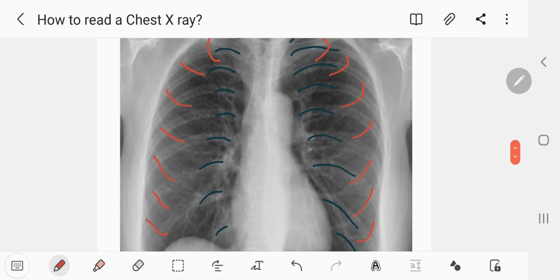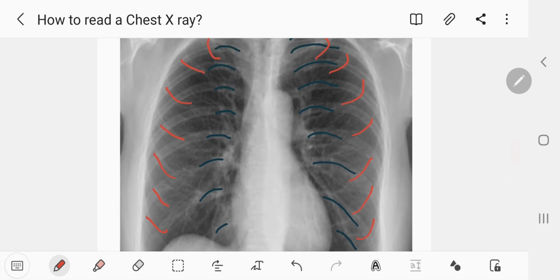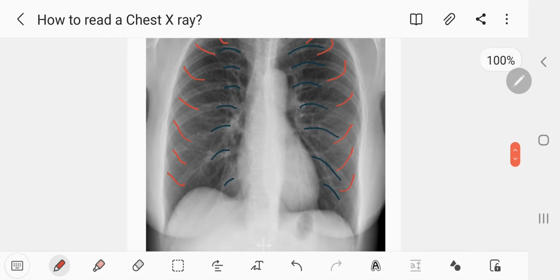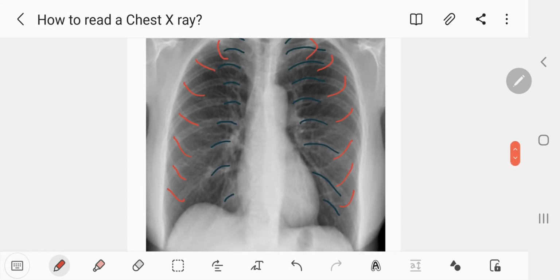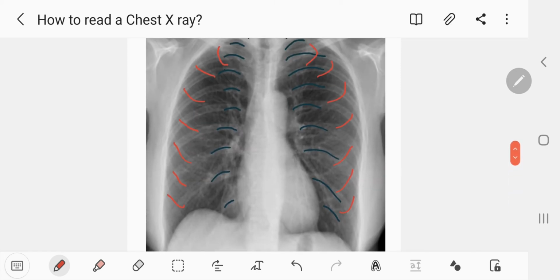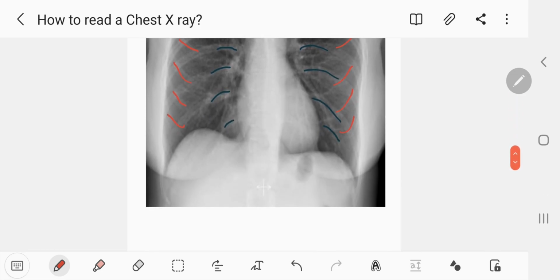So that means that in a normal chest X-ray, you should be able to see at least 10 posterior ribs and at least 6 anterior ribs. If you see more, then it's okay. That means this person is in a good inspiratory phase. But if you see fewer, that means this chest X-ray hasn't been taken rightly. So these are the ribs that are seen in a normal chest X-ray.